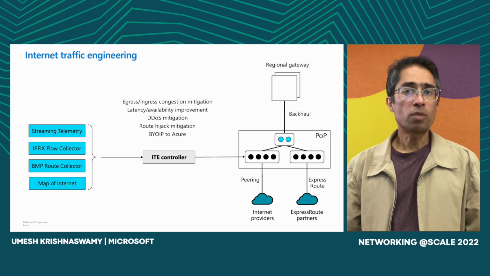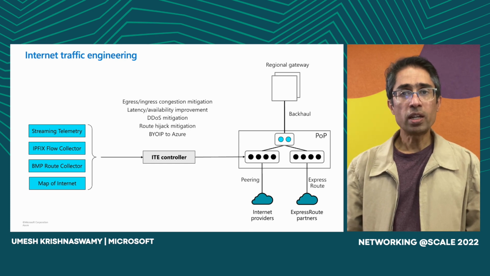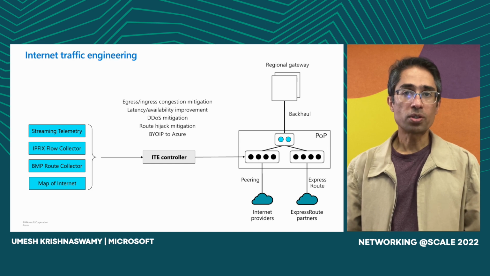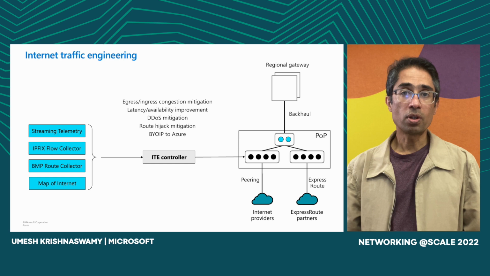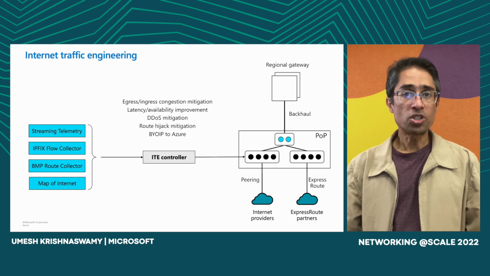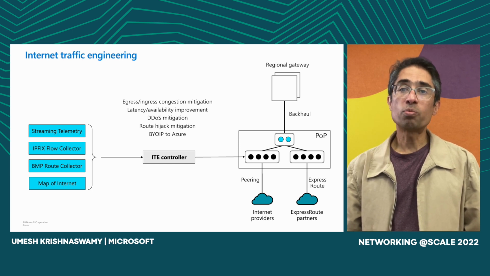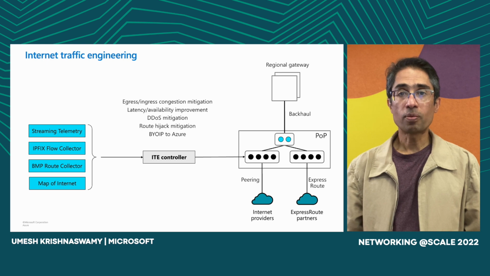Now, BGP is not performance aware. This can lead to congestion in the peering and backhaul links, and more generally, result in lower quality of experience for users. The ITE controller mitigates congestion and improves the latency and availability of routes. It can perform other functions as well. It can mitigate DDoS attacks and route hijacks and allow users to bring their own IP into Azure.